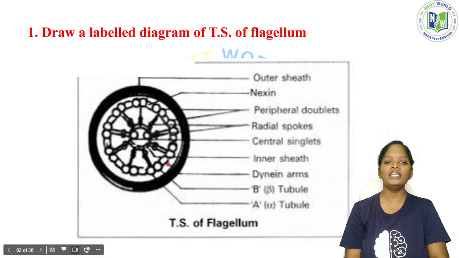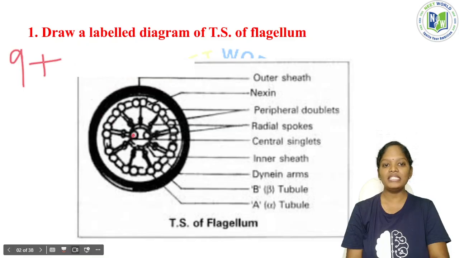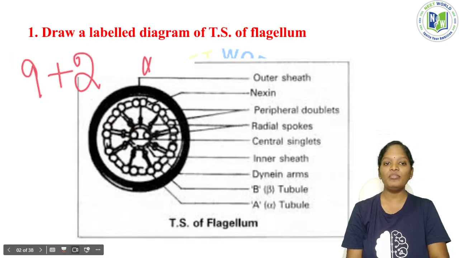Another important thing is the dynein arms. Dynein is again a protein, and this circle is the inner sheath. We have central singlets. Here all the flagellum will be in doublets: 1 2 3 4 5 6 7 8 9. So totally 9 doublets will be there, plus inside there are 2 singlets. That is what we call a 9 plus 2 array.